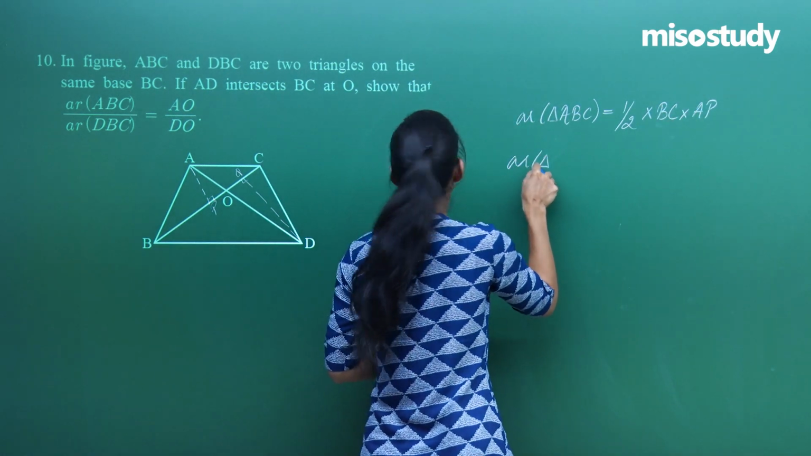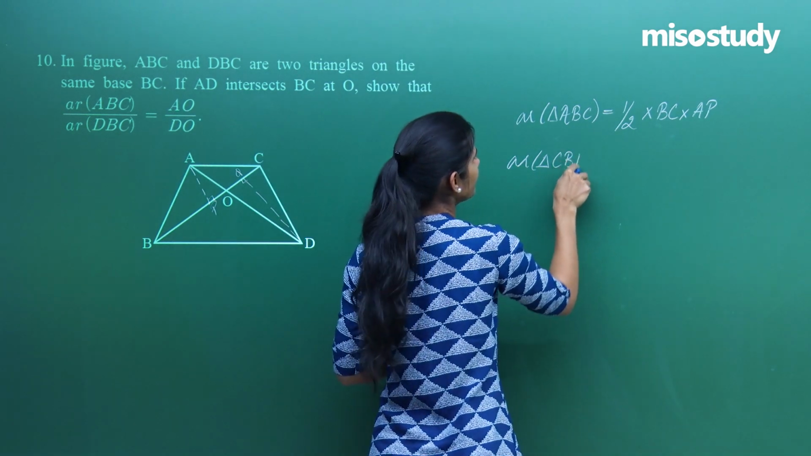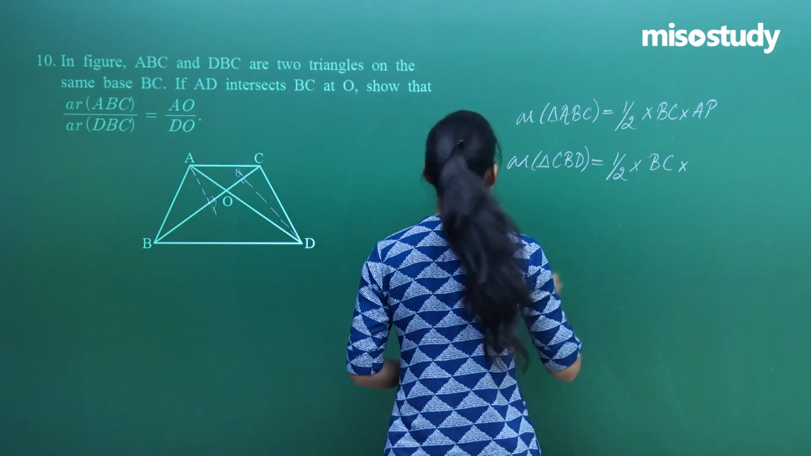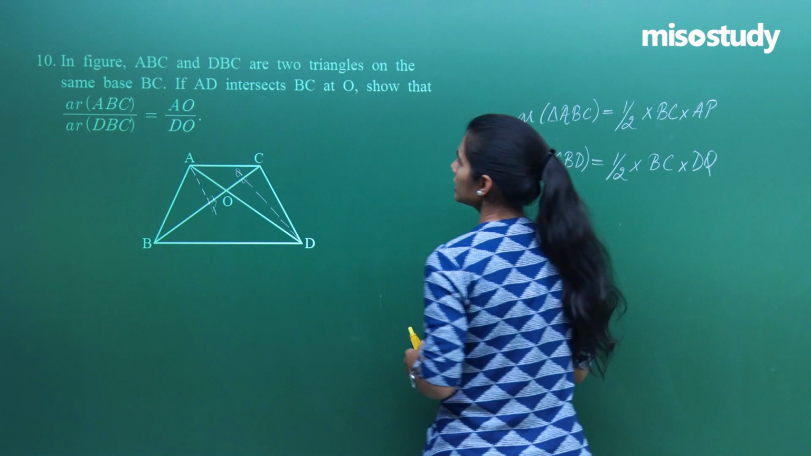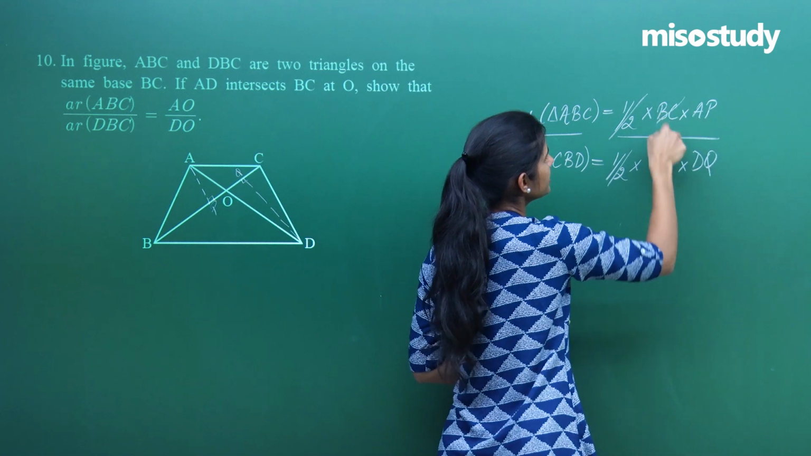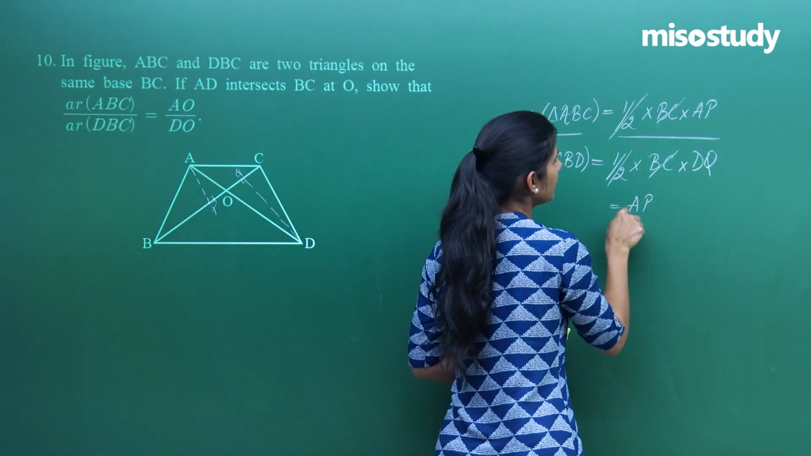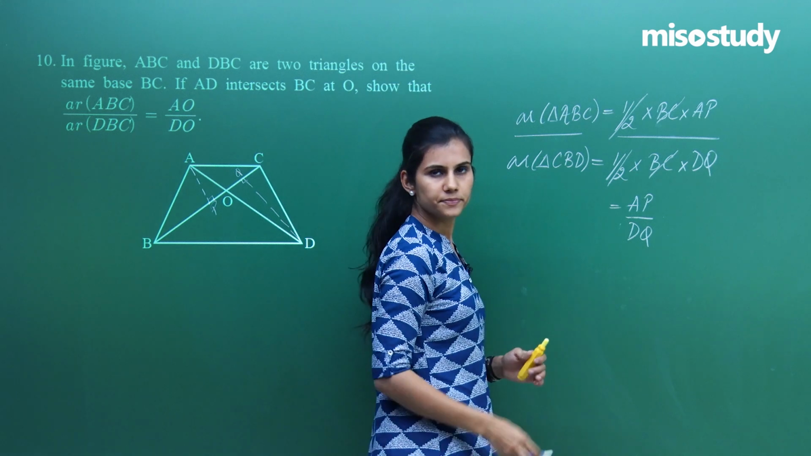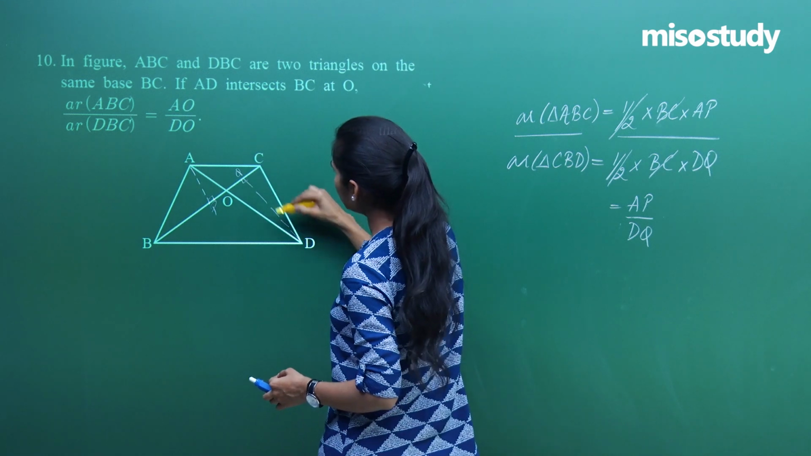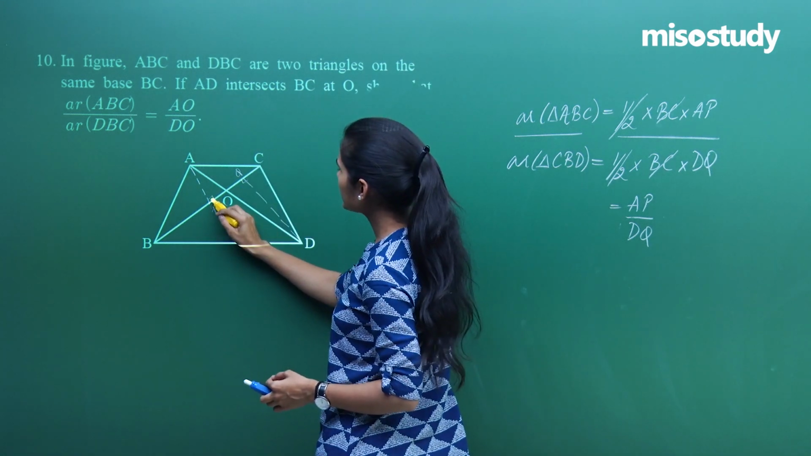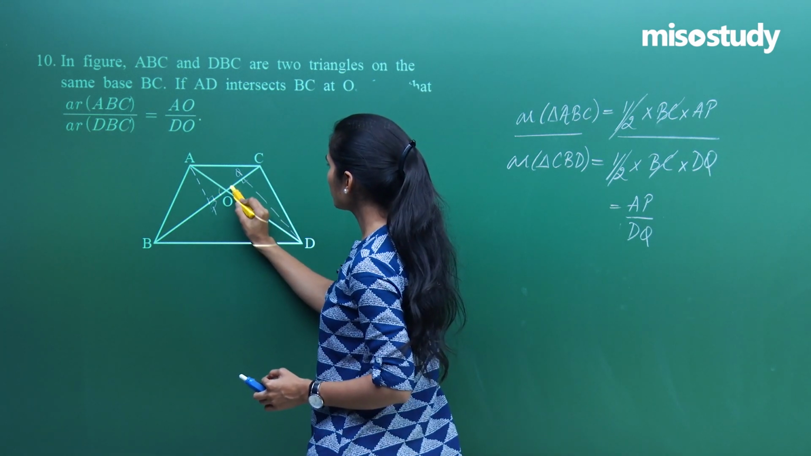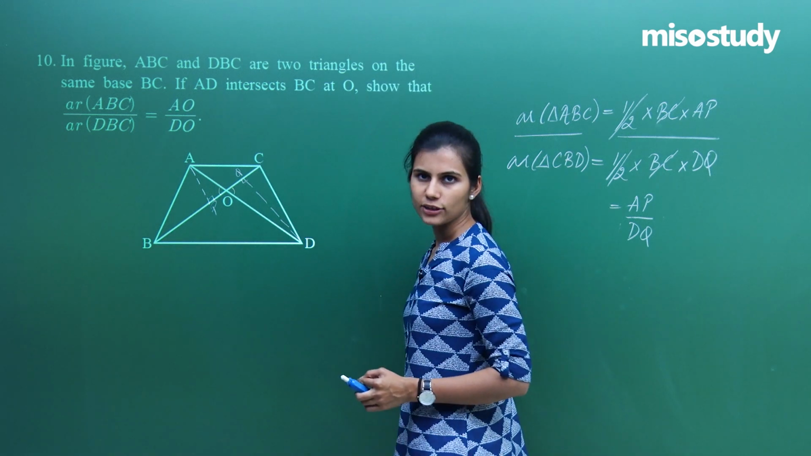What is area of triangle CBD? Again half into base into height. So it is half into again BC into DQ. What will be the ratio therefore? Half cancels out, BC cancels out, this is equal to AP upon DQ, right? Now focus upon the triangles APO and DQO. If you can carefully see this angle and this angle, they are equal in these two triangles, each of 90 degrees, and this angle is also equal to this angle because they are vertically opposite angles.